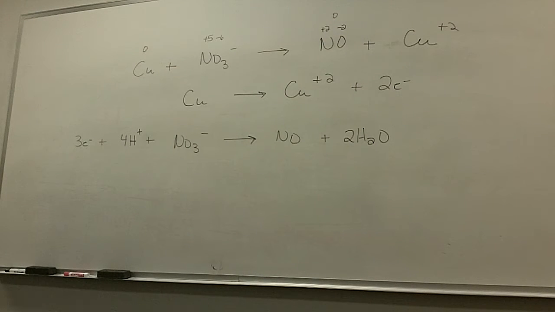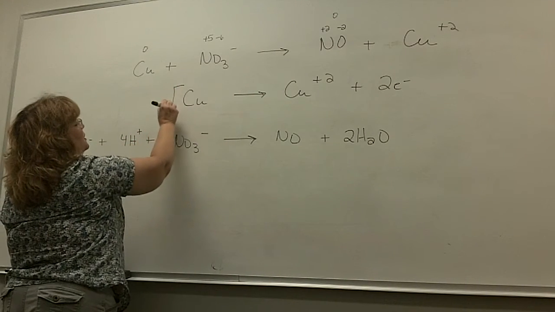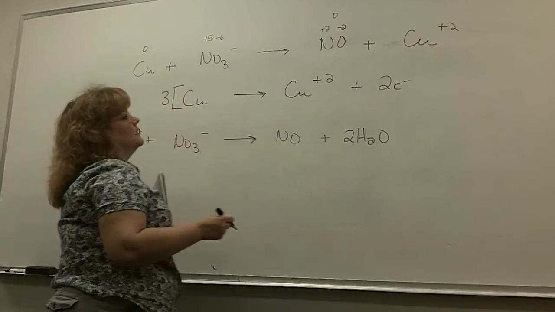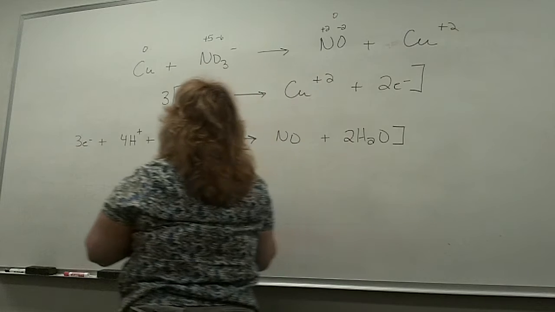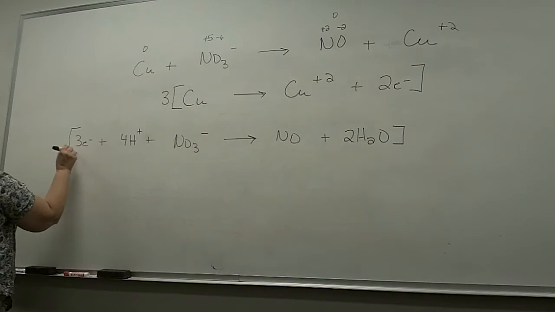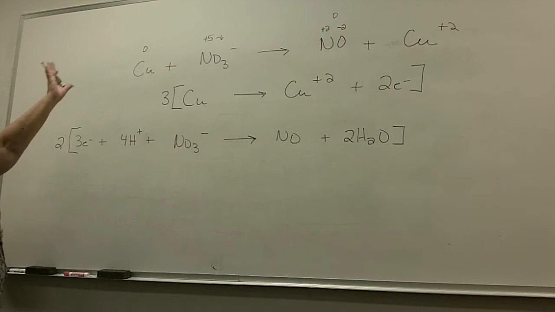Now we've got to balance the number of electrons. I've got 3 here and 2 here, so I'm going to have to multiply this whole thing by 3, and then this whole thing by 2. So I have 6 electrons on the reactant side and 6 electrons on the product side. How do we determine what we multiply by again? Common denominator, pretty much.